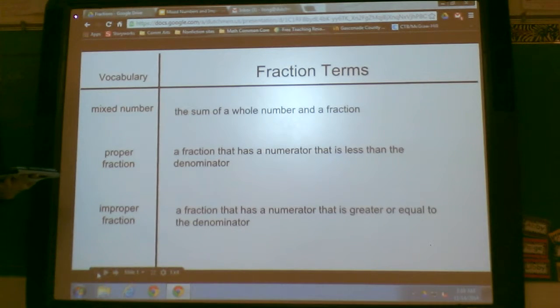And then the third one is improper fraction. This is a fraction that has a numerator that is greater than or equal to the denominator. So 6/6 would be an improper fraction because the 6 is equal to the 6 as the denominator. Or 7/6 because the 7 is higher.